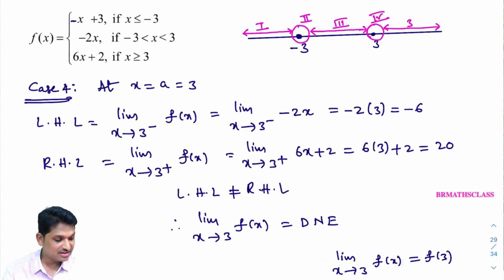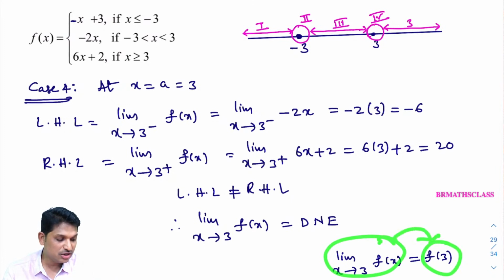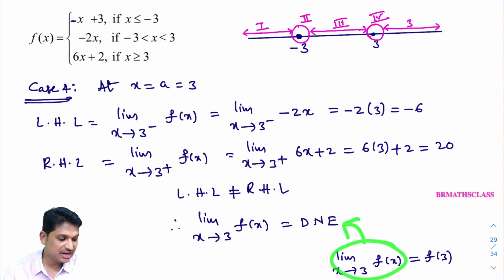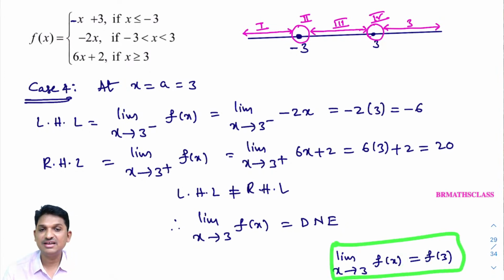When this does not exist, then how will I check? When this value does not exist, how will I check whether this value is equal or not? I cannot check. When I cannot check this condition, then I'll say that this function is discontinuous at x equal to 3.